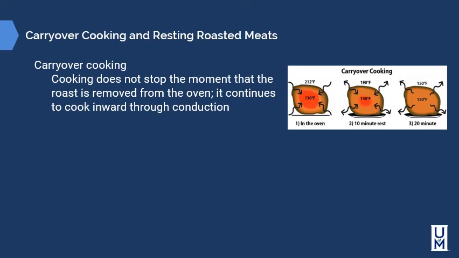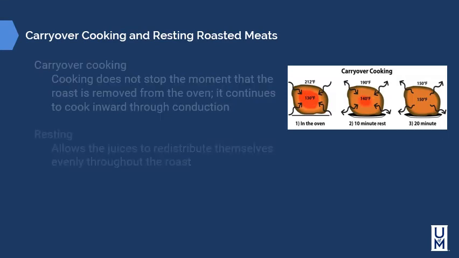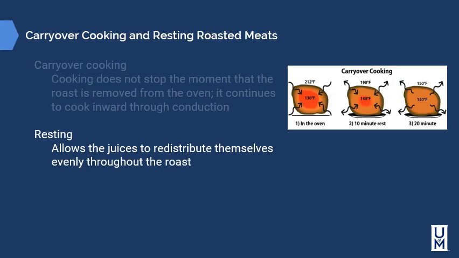This is why I don't recommend taking chicken off the grill when it's 165 degrees, because it's going to continue to carry over cook and become tougher. Take it off at 160 degrees and allow it to rest for a few minutes. Resting allows these juices to redistribute themselves evenly through the roast or the chicken. This allows it to have a much more juicy piece of meat as opposed to a dry piece of meat.